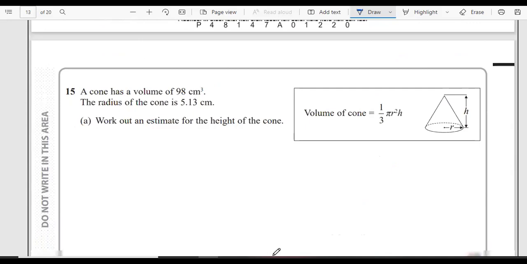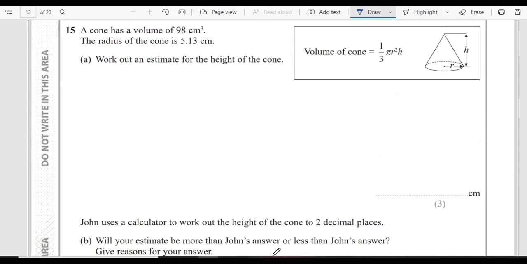Okay. It is the 15th question. It says a cone has a volume 98 centimeter cube and the radius of the cone is 5.13 centimeters. Work out an estimate for the height. We need to find the height of the cone. This is the formula for volume of the cone.